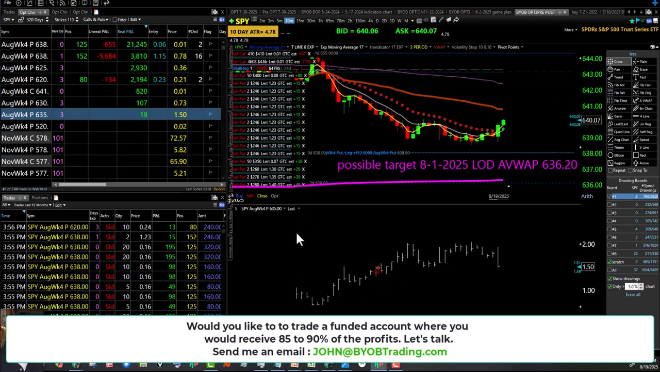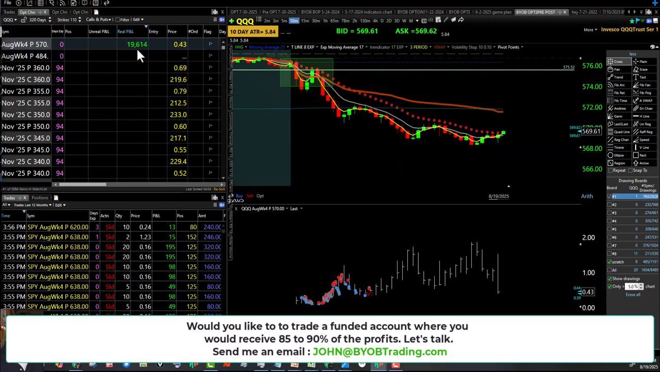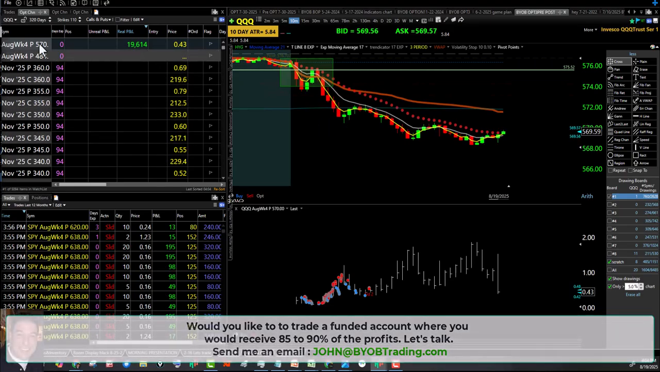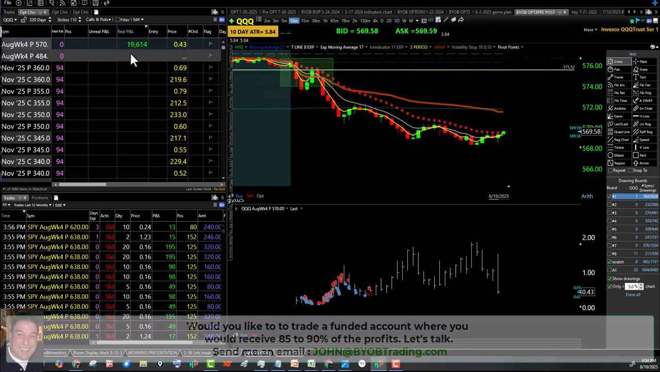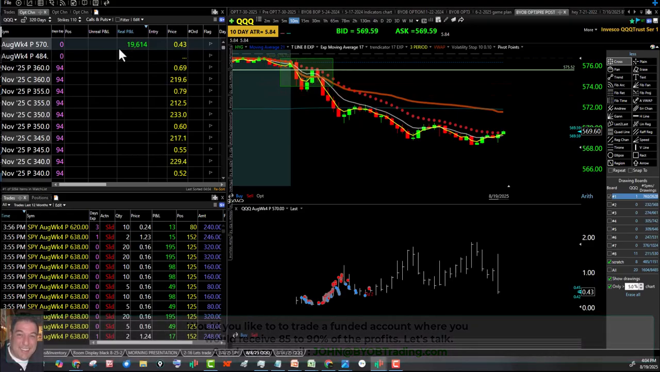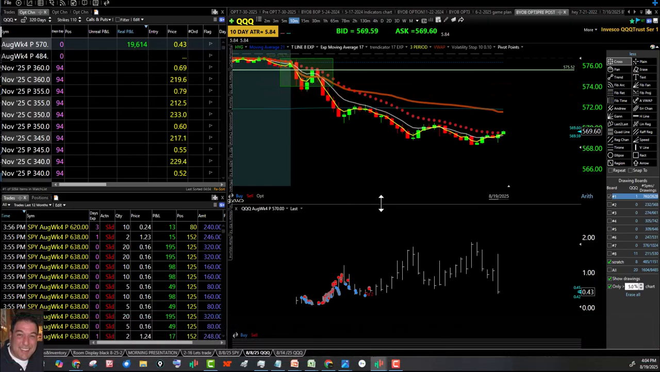And then I also made some on QQQ. Made 19K on QQQ again, buying the dips of those option candles. Got my 10-minute downtrend intact, and selling the peaks of the option candle, reloading and selling the peaks. That's all I'm doing. And that was the QQQ, 570 0 DTE puts for that trade.